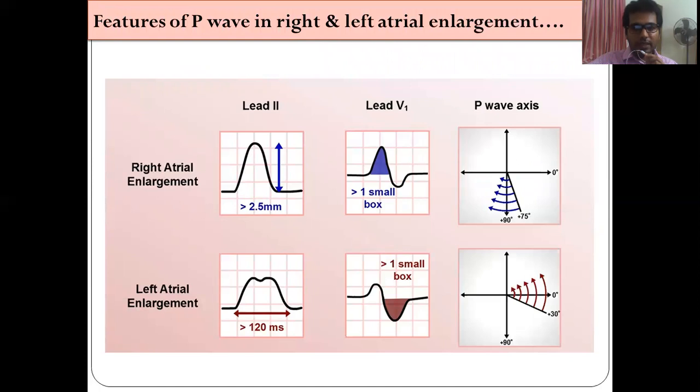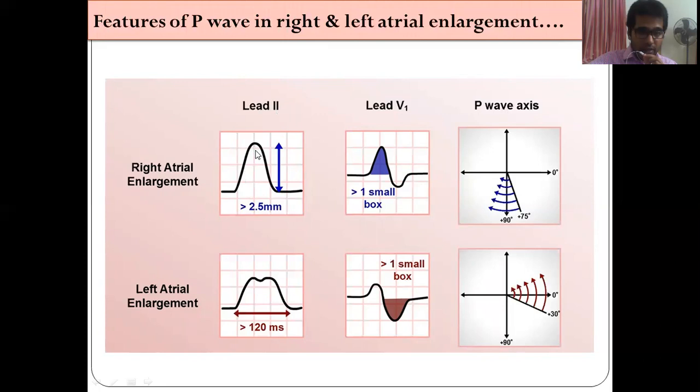Now here you can see the real picture of the changes in the ECG in case of right atrial enlargement and in case of left atrial enlargement. First, in case of right atrial enlargement, what changes will there be? If you see lead 2, I have already told you, due to the right atrial enlargement, the voltage will be increased in the initial half. So that will actually increase the height of the P wave.